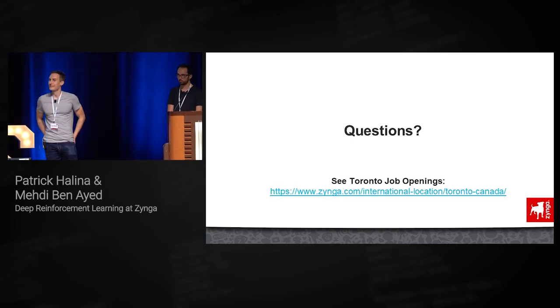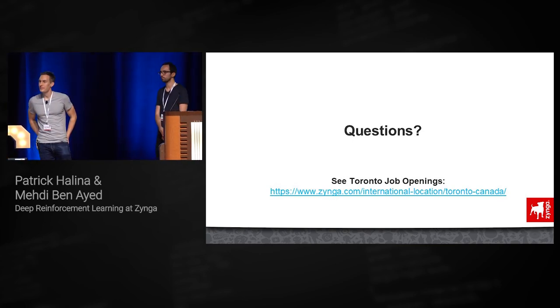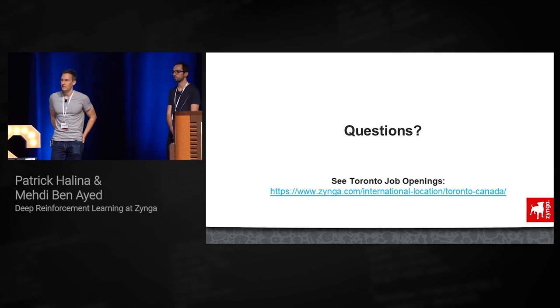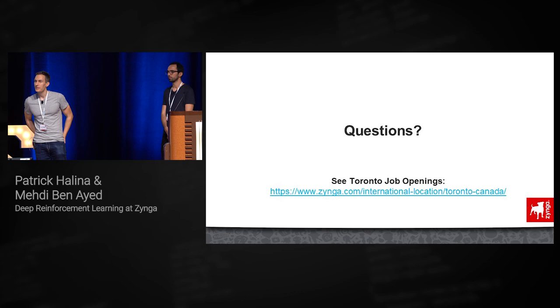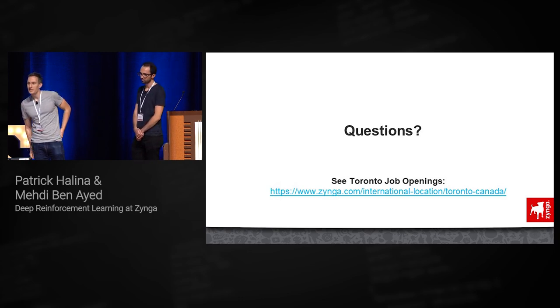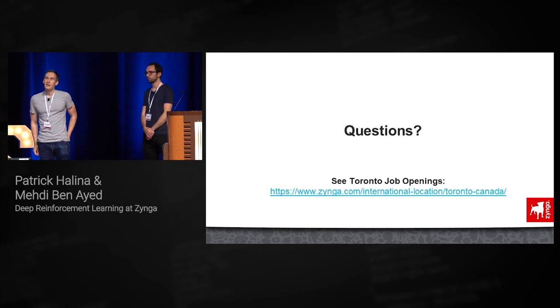Thanks for the talk. So you mentioned that you had both the pre-trained and the random start agents both converge. Did they converge at the same speed? And did the random start suffer from a transient drop in click-through rate while it was training? I missed the last part. Did the random one suffer from what? From a transient drop in click-through rate.